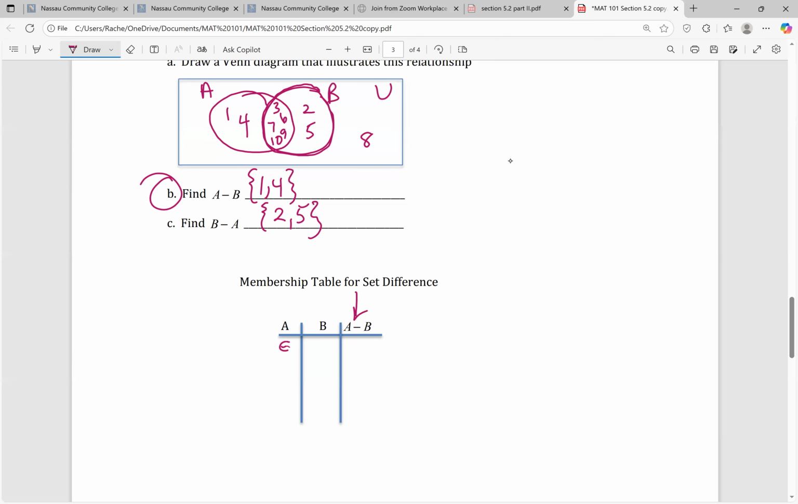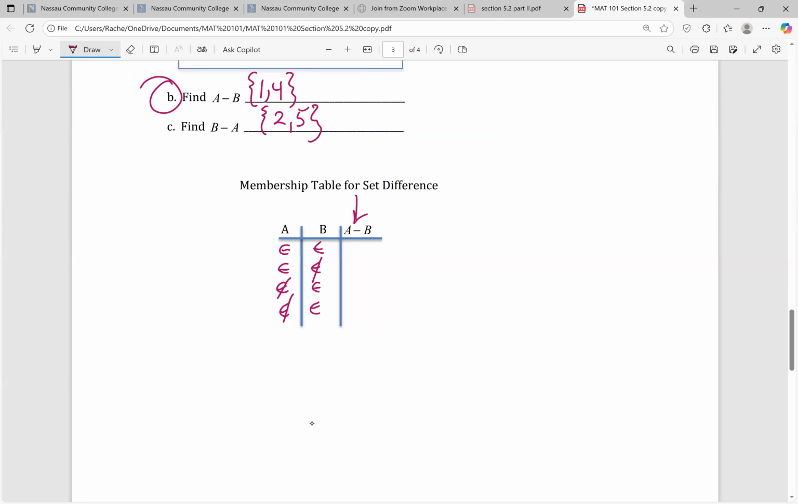This is just glitching my pen. Hold on one second. There we go.